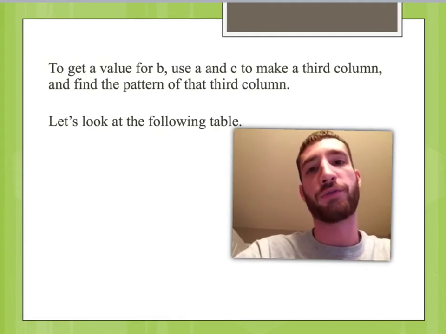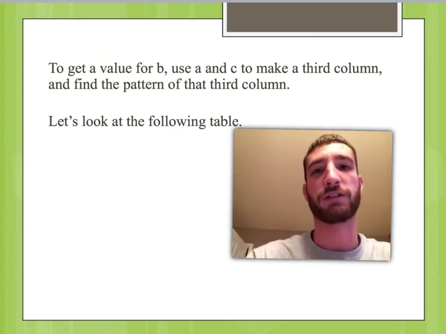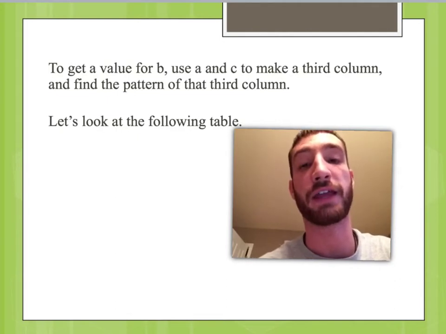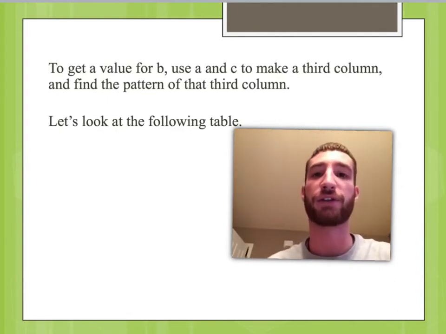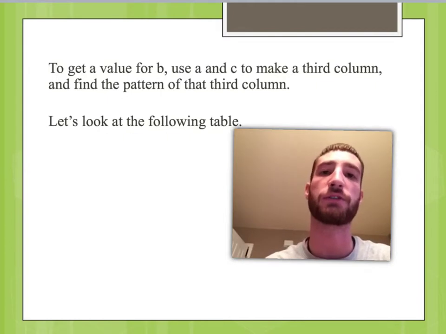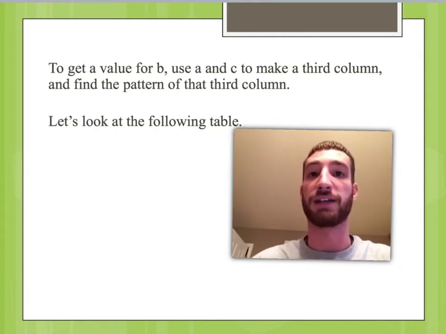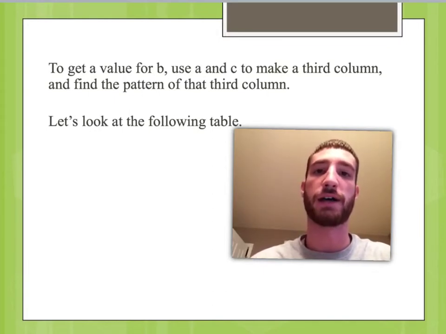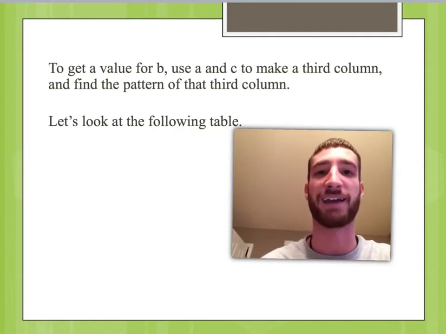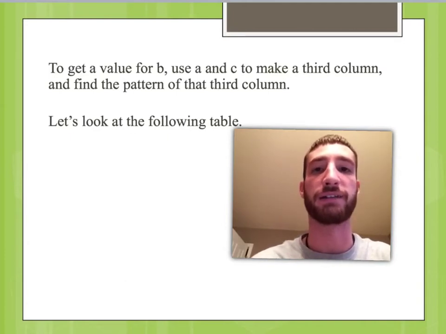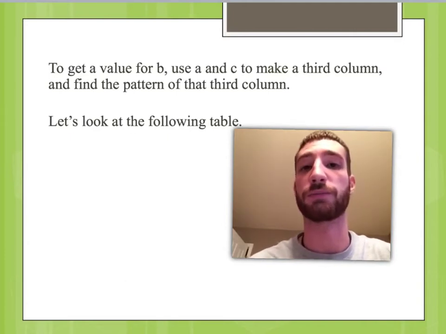Alright, so to get a value for b, it's a little bit trickier. We got to use our values of a and c to make a third column in our chart, kind of like we did for exponential. We're going to make a third column in our table, write an expression using a and c, use our x column to plug into that expression, and then see how we can get from the middle column of our table, the third column that we created, to our y column. And whatever it takes, we'll have to find a pattern of that, and whatever the pattern is, that is our b.